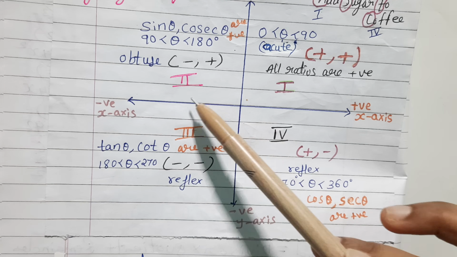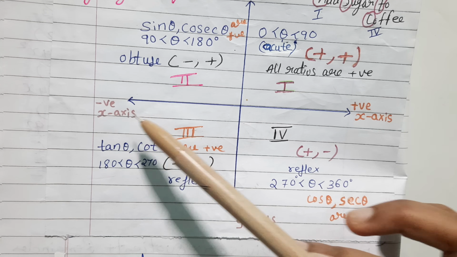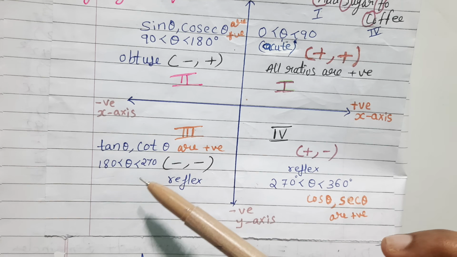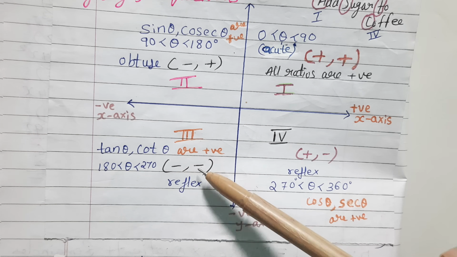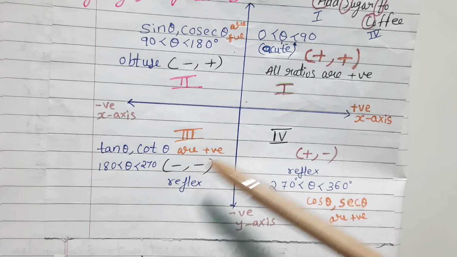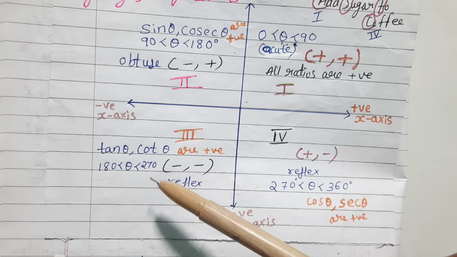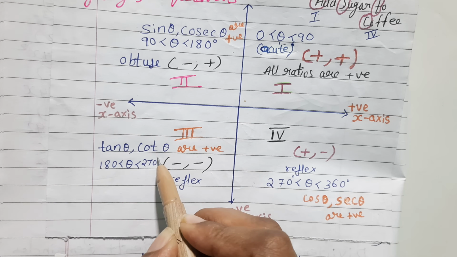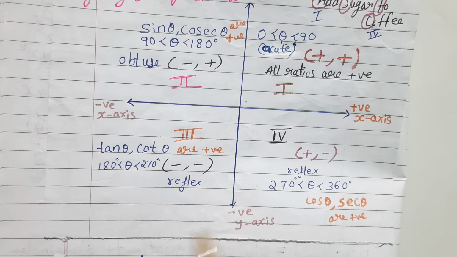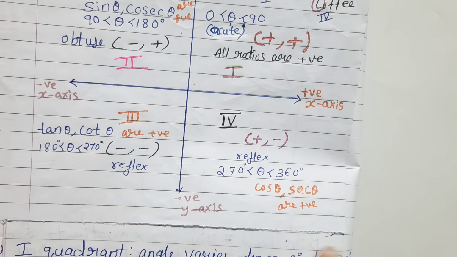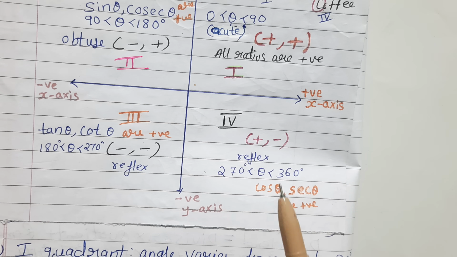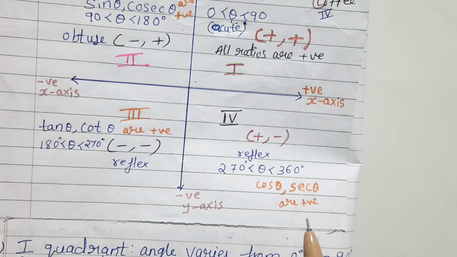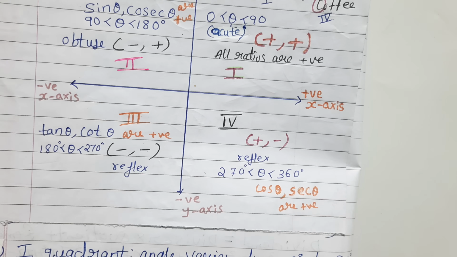Okay, this is the graph part. This is a negative because this is the negative x-axis, this part, and this part is the negative y-axis. So all are positive, negative. Tan and cot are positive, and here theta lies between 180 to 270 degrees. Okay, you call it reflex, and this is the fourth quadrant with positive and negative, reflex. Here theta will lie between 270 and 360. Here cos theta and sec theta are positive.